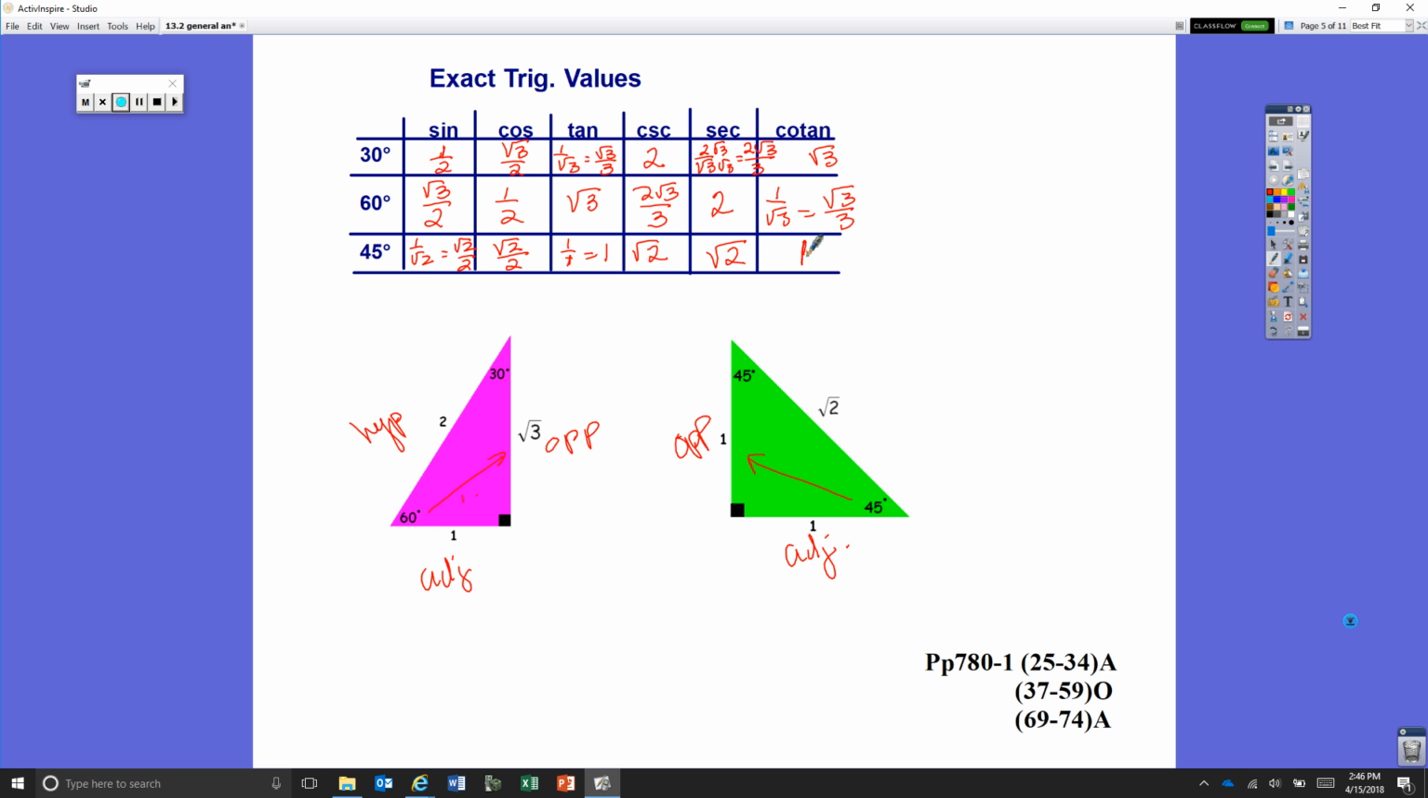You're going to have to know all of these. You're going to have to know how you get them, because you'll have a quiz on these exact angles.